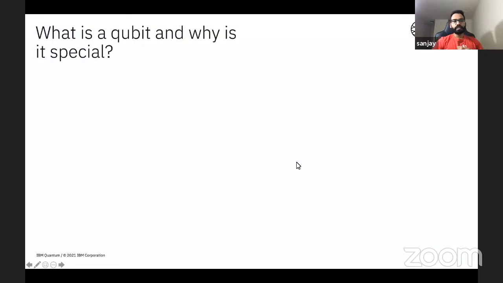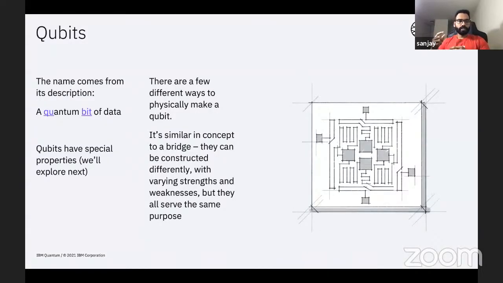So now let's talk about actual quantum computers: what are bits, and what are the properties of qubits. So what is a qubit and why is it special? A qubit, the name comes from a description of a quantum bit of data. We know that in classical computers we have bits, and bits can be 0 or 1, right? And the bit is a piece of information that we use. Similarly, we have a term in quantum computing called a qubit. So a qubit is like a quantum bit of data. Like how we have a classical bit of data, we have a quantum bit of data, and rather than calling it a bit, we call it a qubit. A qubit has special properties that we'll be exploring next.